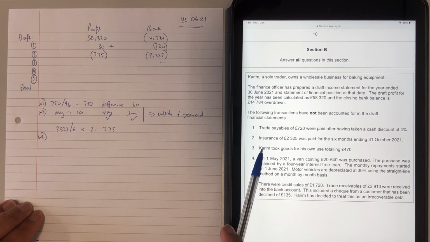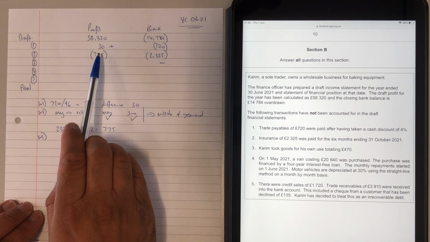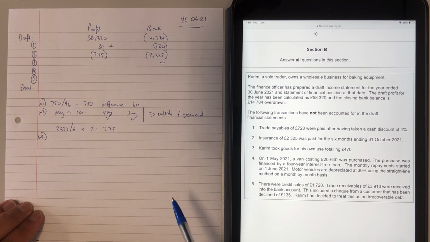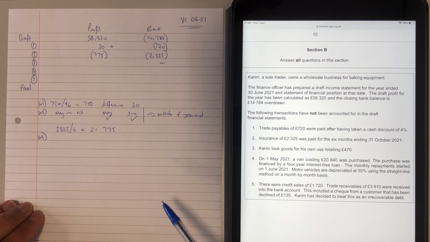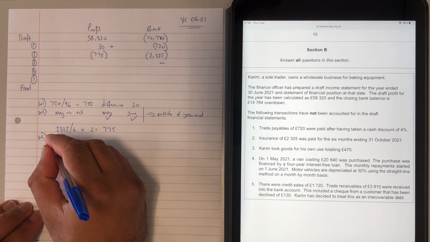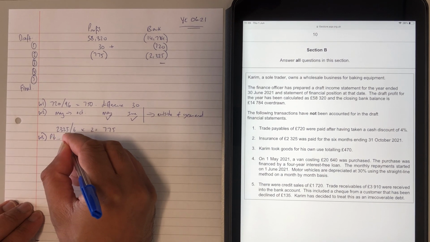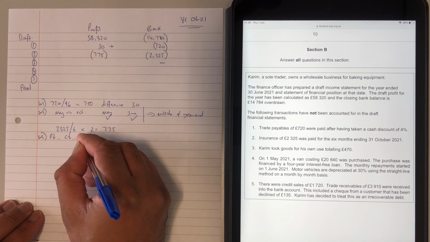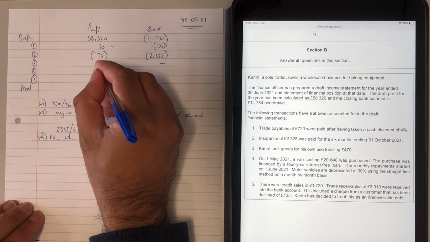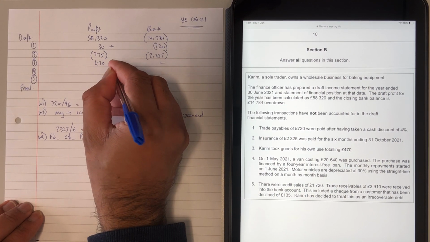The other thing is, how does him taking goods affect profit? So you should know, if you take something for yourself, then purchases goes down, meaning cost of sales will go down. Now, if your costs go down, if purchases go down, cost goes down, and if cost goes down, profit will go up by 470. Okay.